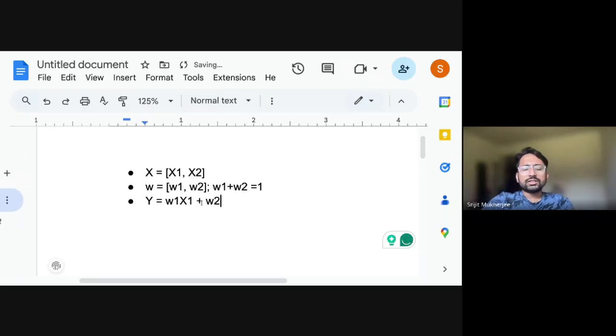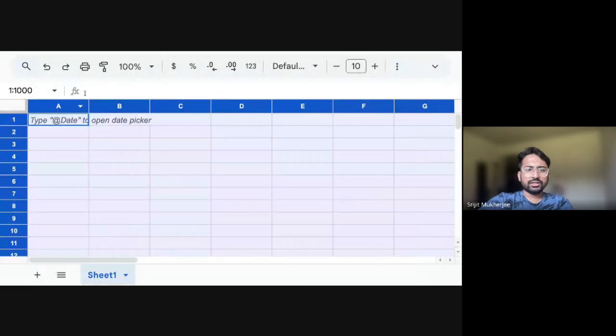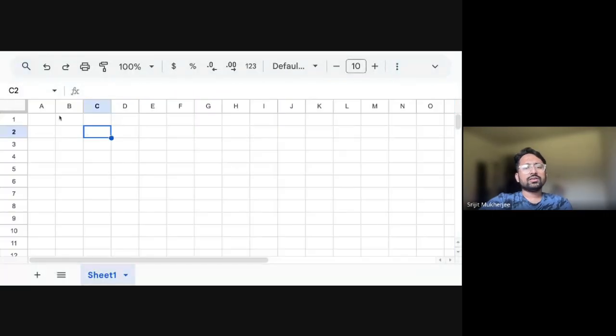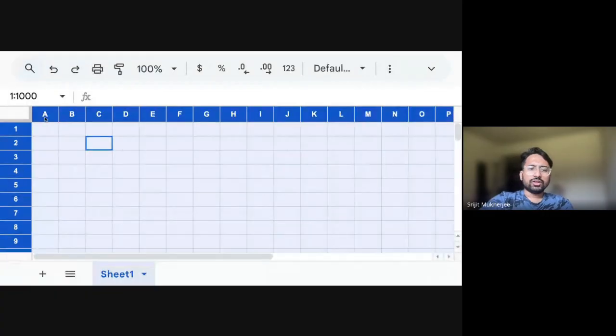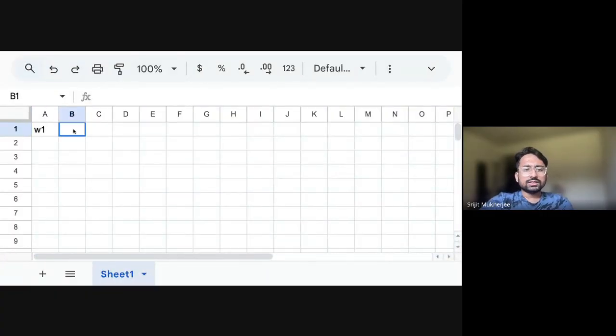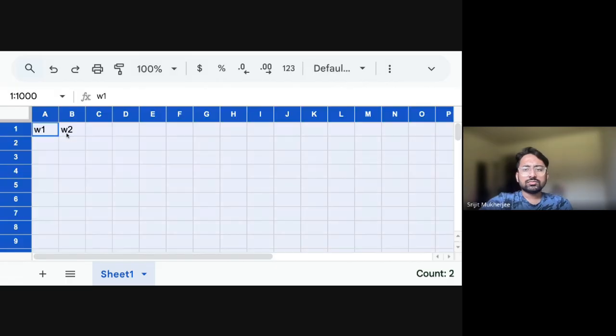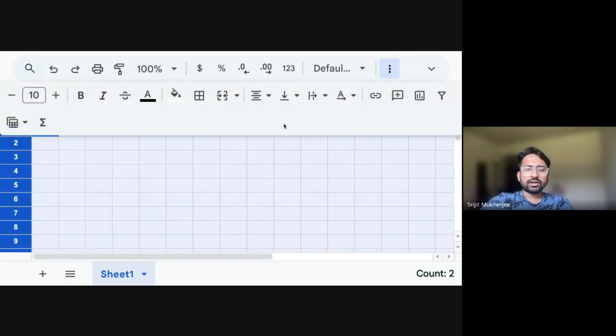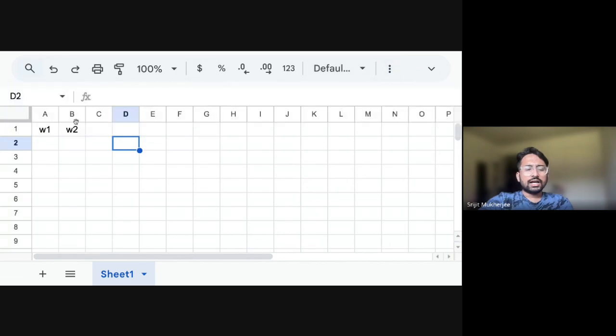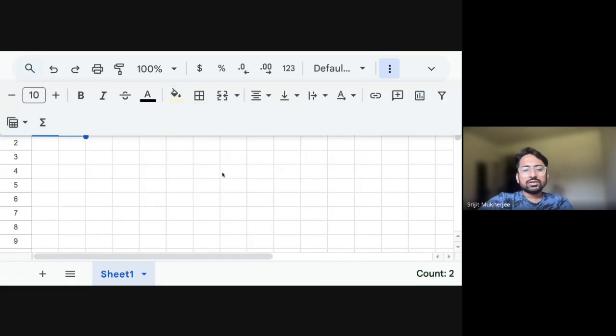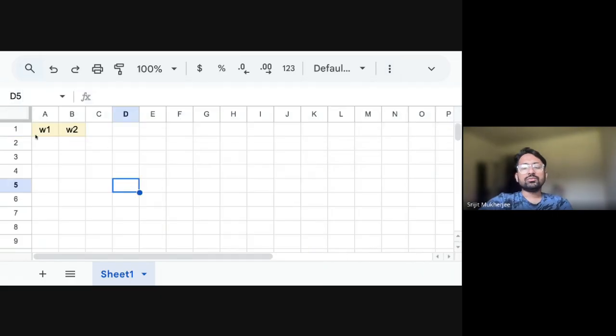plus W2 X2. Okay, so understand this very carefully. All this is a linear algebraic representation, right? So we will take this opportunity to write everything in linear algebra format. Please let me know if you cannot see. W looks like a vector like this. I'm writing in Excel because it's in vector format, so I will color it. This yellow thing is W.